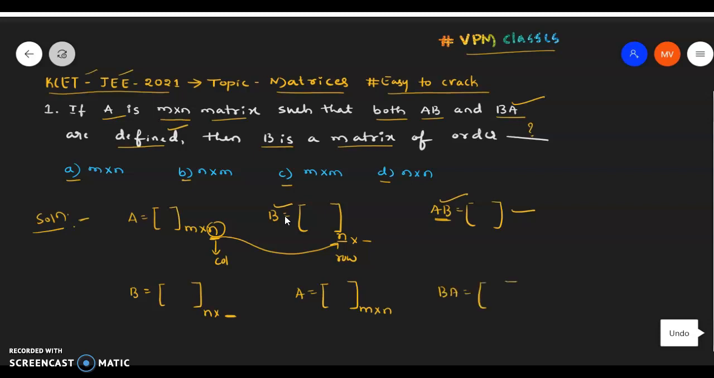So the matrix B into A will be defined when the column of matrix B is equal to the row of the matrix A, then only we can get BA. Yes or no? Therefore here the row will be M, so this will be M itself. So now I got a matrix B of order N cross M. Therefore my answer B will be the right one.